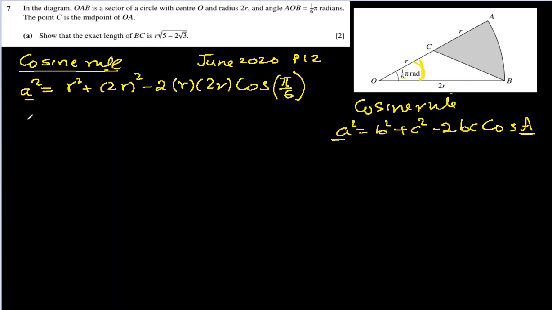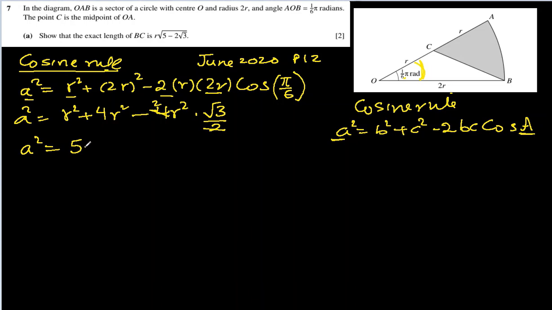Okay, so next a square will be r square plus 4r square minus 2 times 2, again 4r square, cos pi by 6. Cos pi by 6 will be square root 3 over 2. So this 2 will cancel out with this 4. So a square equals 5r square minus 2 square root 3 r square. That's what we can write.